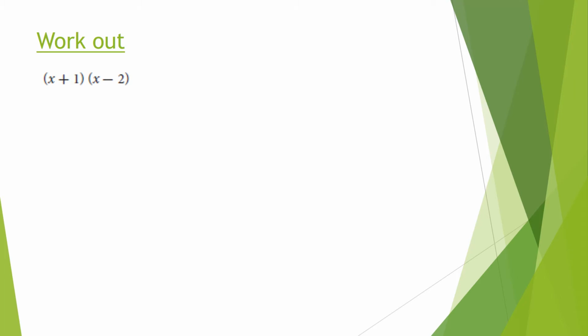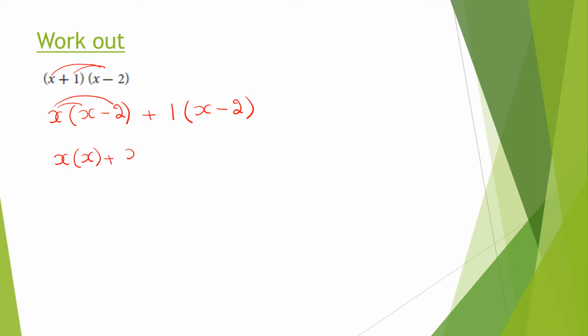Let's work out this one. So the x will be distributed to this bracket, and then the 1 will be distributed also to this bracket. So x times (x - 2) plus the 1 multiplied by (x - 2). So x times x, I'm going to distribute the x among this bracket. So x times x and x times the negative 2, plus the 1 times x and the 1 times the negative 2.